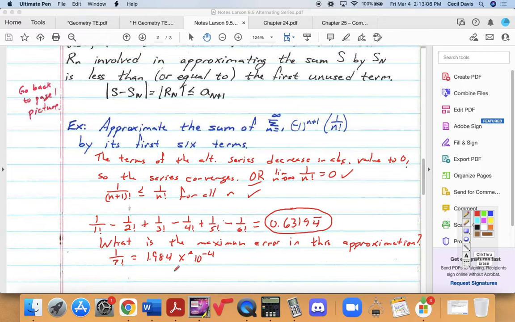Why is the maximum error 1 over 7 factorial? The maximum error is the next term that you haven't used. So it's going to be the n plus 1 term. It's just the next term. That's going to be your maximum error. And my next term is going to be positive, so that means that this was too small an estimate. It's an underestimate.